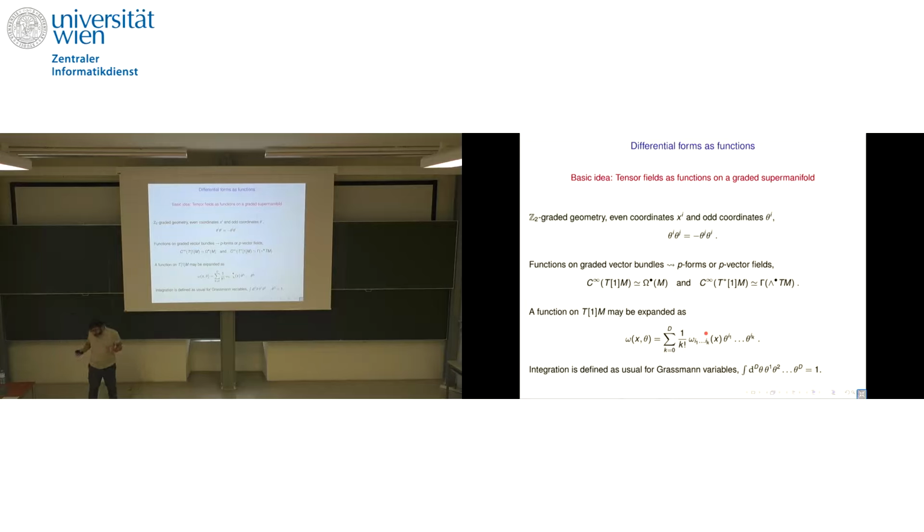So to start with the main idea, it's very simple. We kind of heard it multiple times. It's how to treat tensor fields as functions on a graded supermanifold. For differential forms, this is easy. We just need a Z2-graded geometry. We need even coordinates x^i and odd coordinates theta^i, so degree 1 coordinates that anti-commute like this. And then, of course, we can describe differential forms or multivector fields as functions on graded bundles. This is also what Alexei was presenting in a more general setting this morning. So in particular, a function on the degree-shifted tangent bundle of a manifold M can be expanded in these coordinates like this.